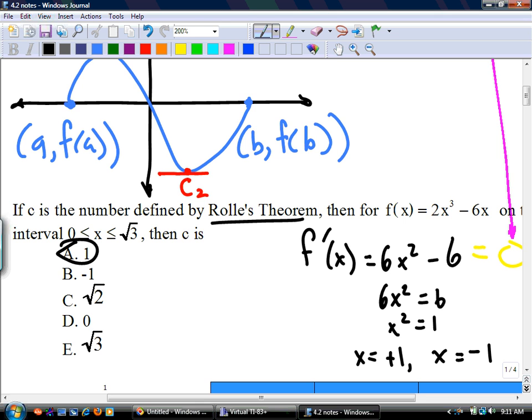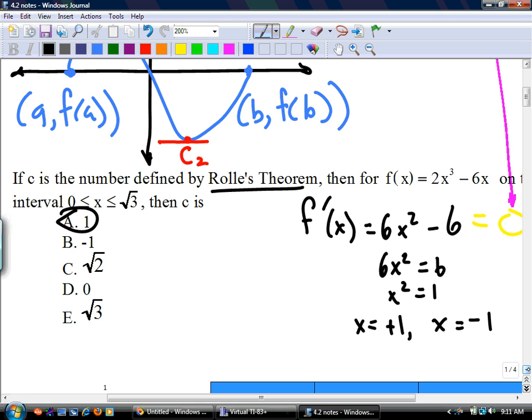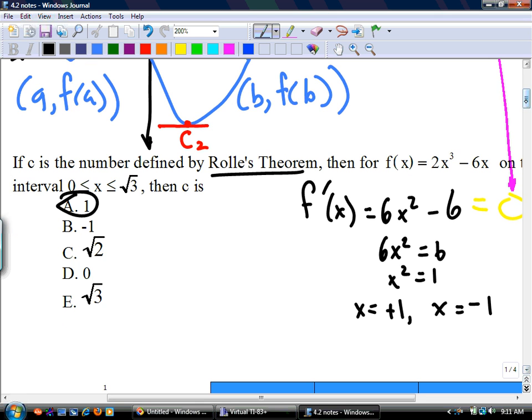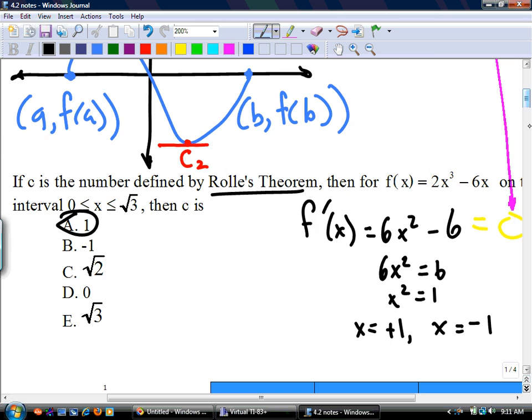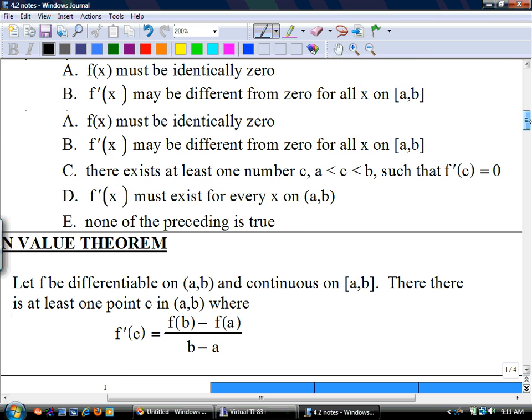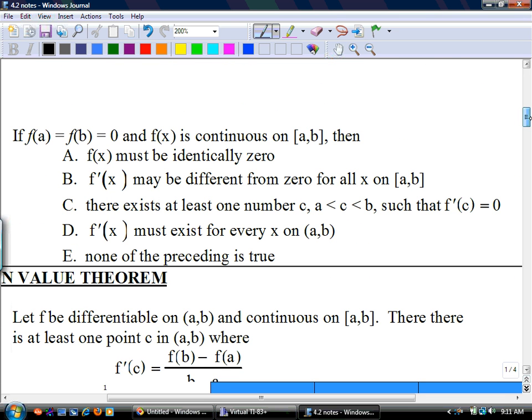Okay. But the next question actually tests knowledge. It's an easy knowledge question if you know the definition of Rolle's theorem. And is continuous on the interval, then the function must always be 0? No.